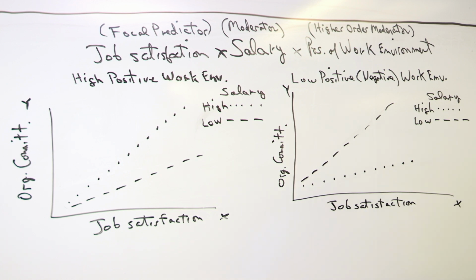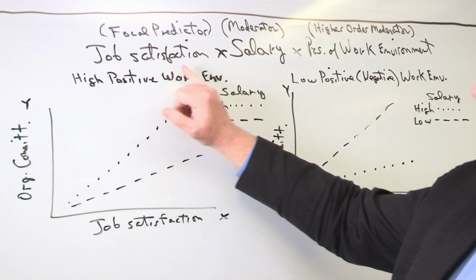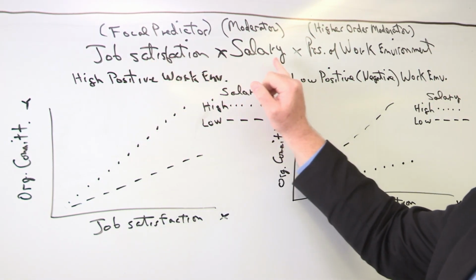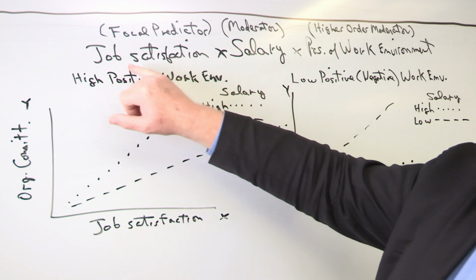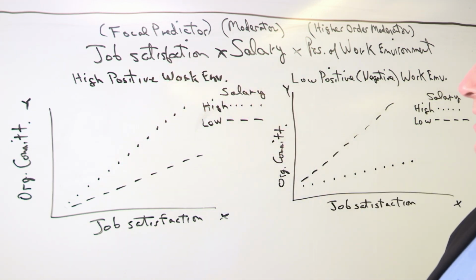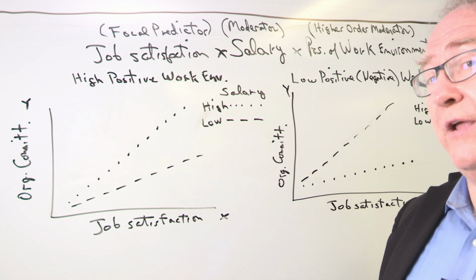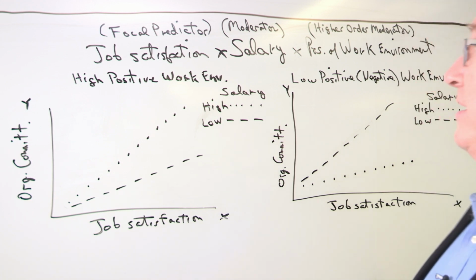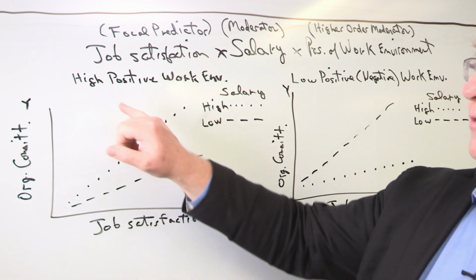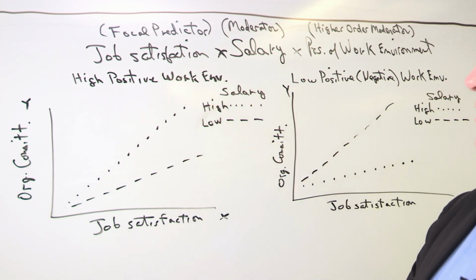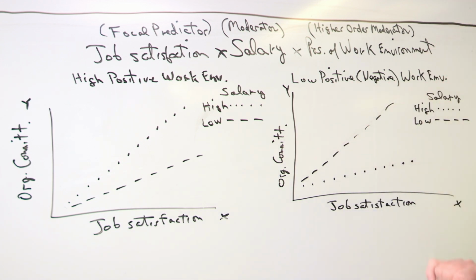Okay, so that's how you interpret a significant three-way interaction. You look for that particular part of it that represents the two-way interaction, and that's the interaction of the focal predictor by the moderator, in this case job satisfaction by salary. And when you have a significant three-way interaction, you know that how that two-way interaction looks differs depending on the level of the higher order moderator. In this case, whether we're talking about a high positive work environment or a low positive or negative work environment.